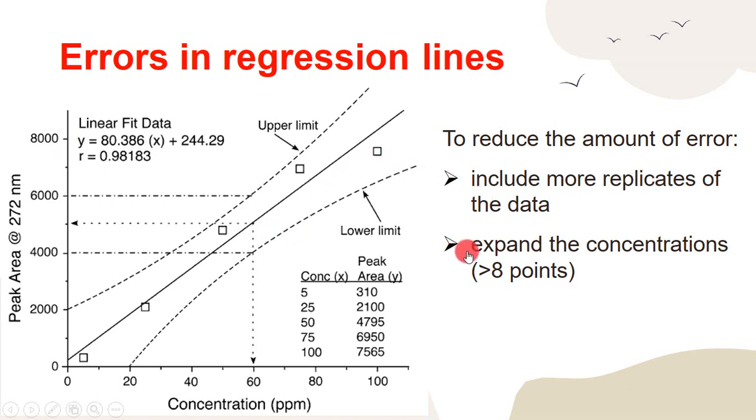The second way is to expand the concentrations to more than 8 points. So in this example, we have only 5 points. So we should add at least 4 more points, maybe inside this area, right? You can add 4 or more points inside this area from 5 to 100 ppm.